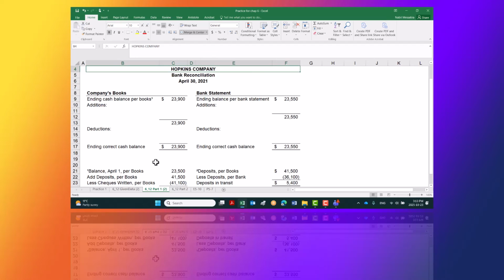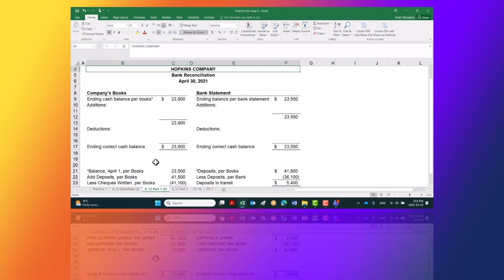Now the question is, is it going to be on the addition list or the deduction list? Does the $4,100 increase or decrease our balance in the account? These are checks that we have issued to our suppliers. So it should be on the add list or the less list.